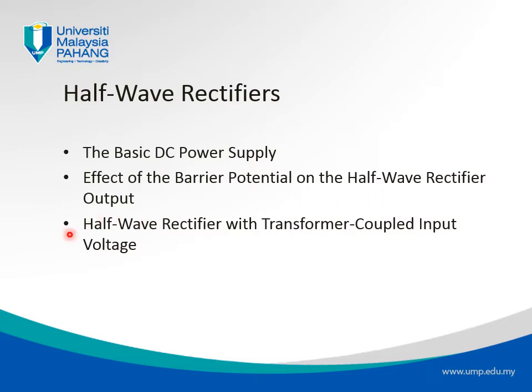And then secondly, we will also take into account the usage of a transformer coupled input voltage, because at the input of a DC power supply, we usually have to step down the voltage from the wall socket voltage, which is around 220 or 240 volts, into a lower voltage. So we have a transformer. We'll see how we take into account the integration of the transformer into our half-wave rectifiers.